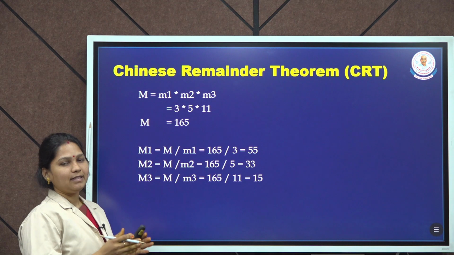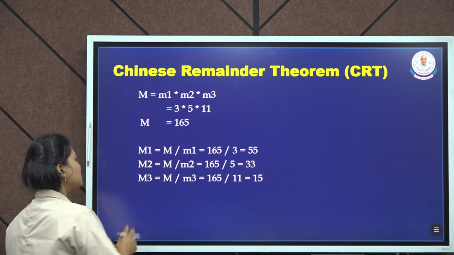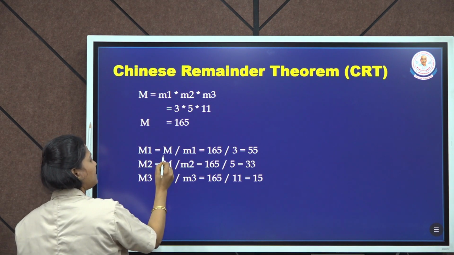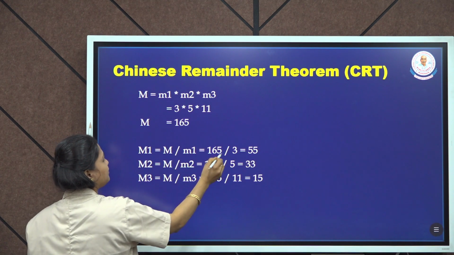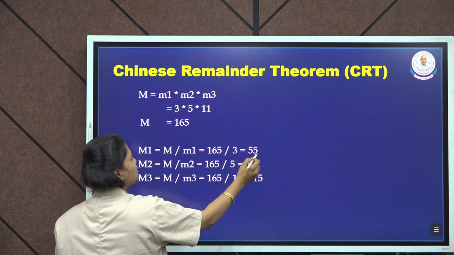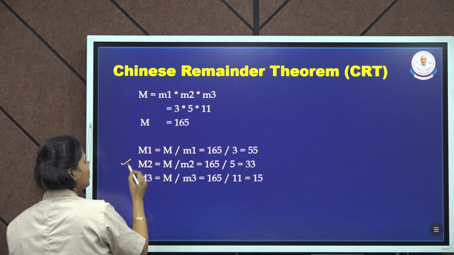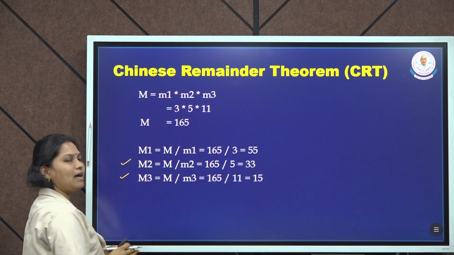Now we are going to find the capital M1 value. So capital M1 is equal to capital M divided by small m1, which is 165 divided by 3, equal to 55. Like that we are going to find the M2, M3 values also.